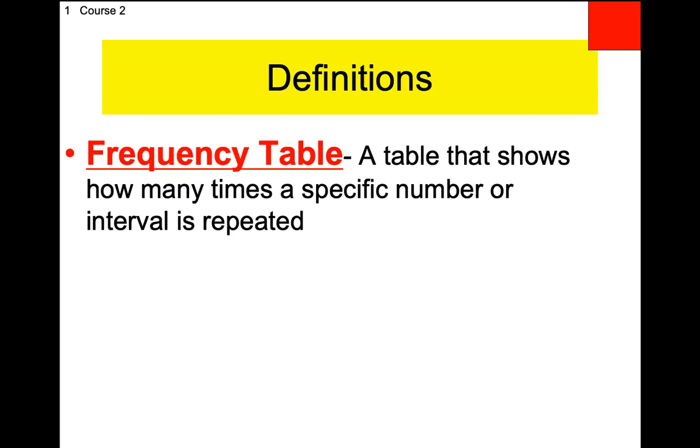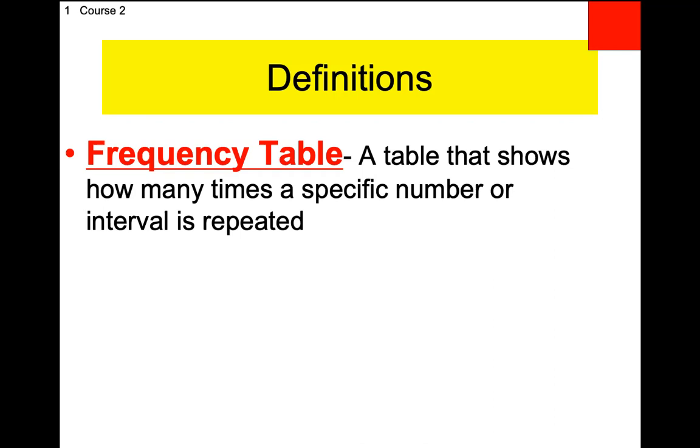The tables come in two flavors. There are going to be tables of specific numbers or tables of something called an interval. But for both of these, that's why it's called a frequency: how frequently something is used. It is a table that shows how frequently that number or that specific interval appears in our data.